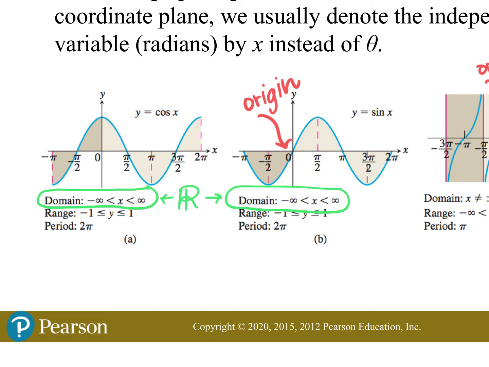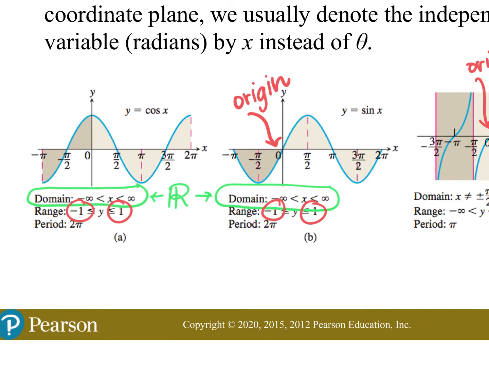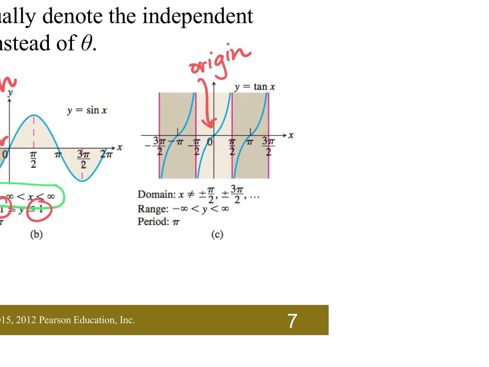All right, now their ranges depend on the amplitude. The ones that are drawn for you, the amplitude is 1. So the range for both of them is -1 to +1. But if the amplitude is stretched taller, that'll affect your range as well. But the other ones go forever. So tangent and cotangent have all real numbers for their range, because they are infinitely low and infinitely high.